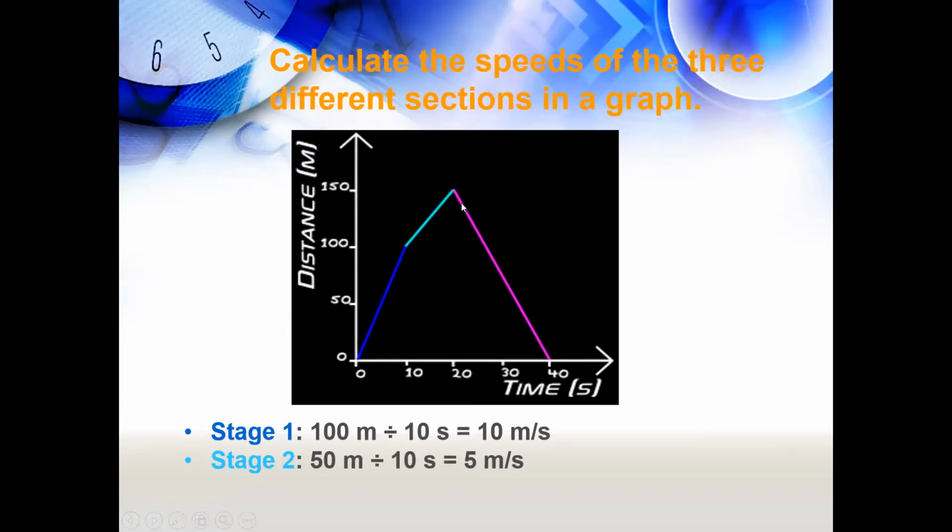In the third case, it traveled a negative distance, like it started from 150 and got back to zero distance. For now, let's not talk about the negative distances. So it traveled a distance of 150 meters in 20 seconds. So the speed was 7.5 meters per second.